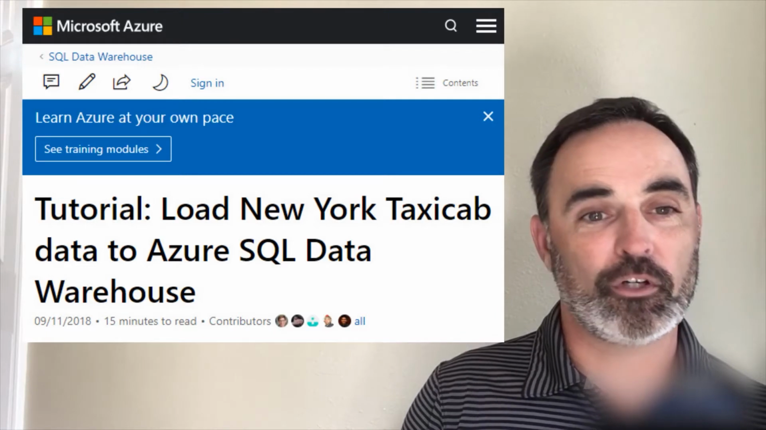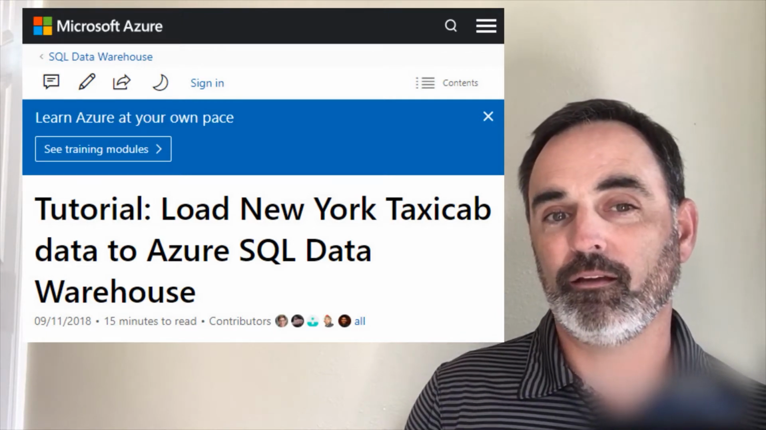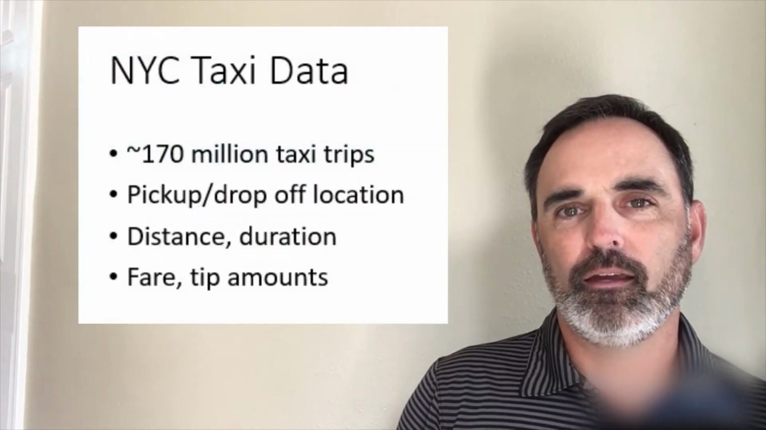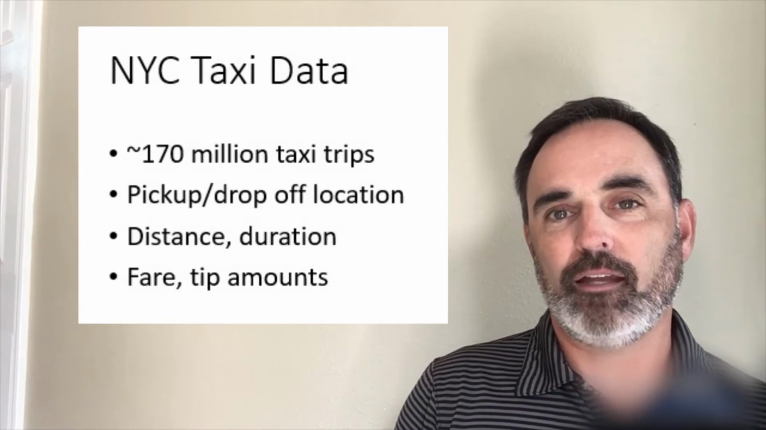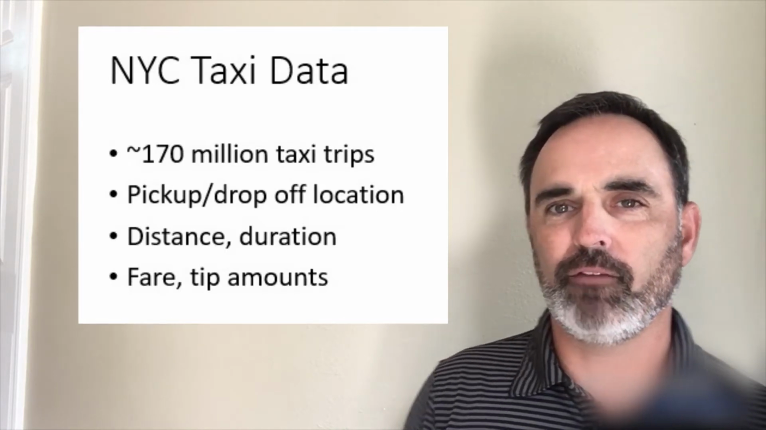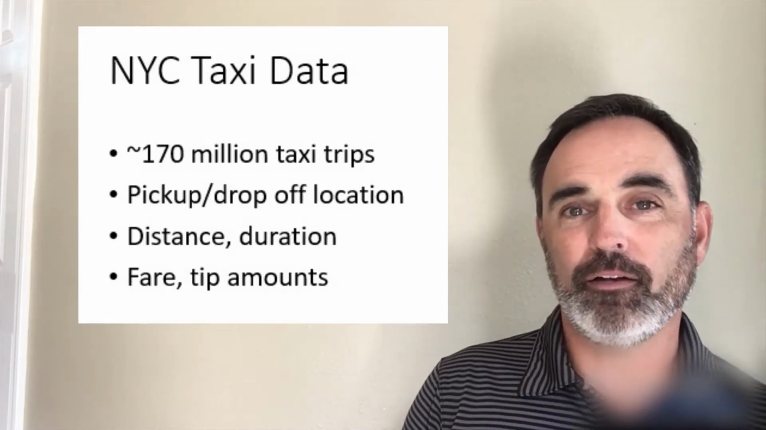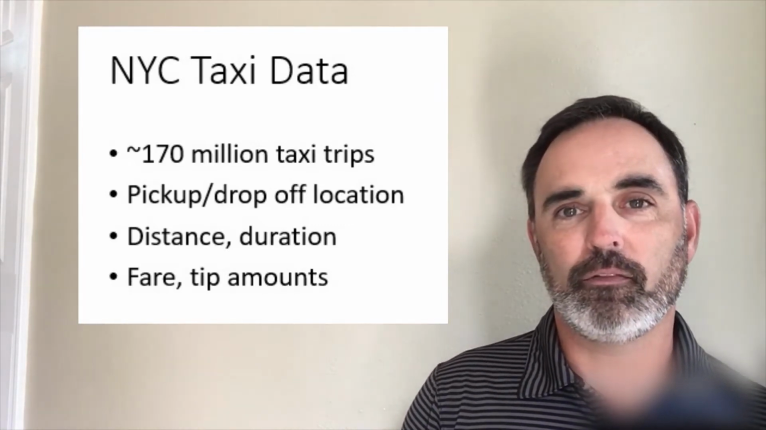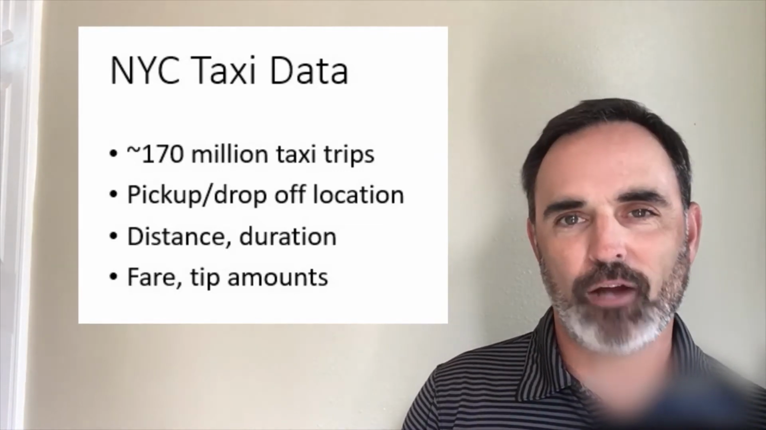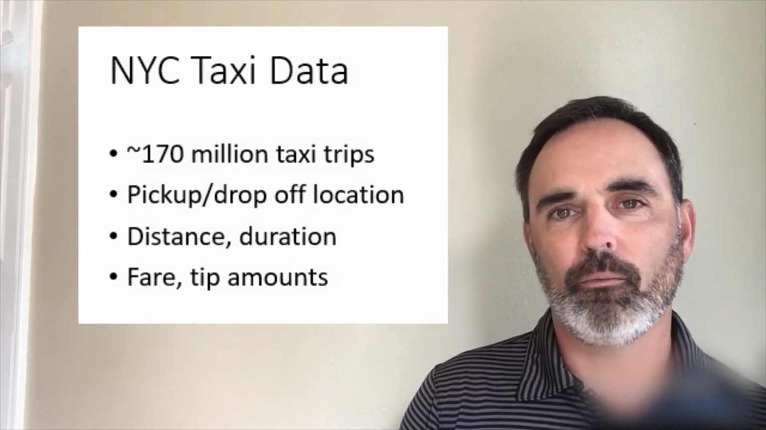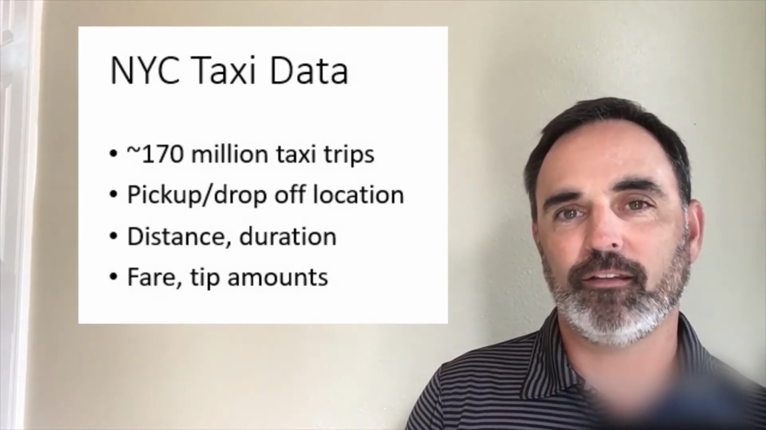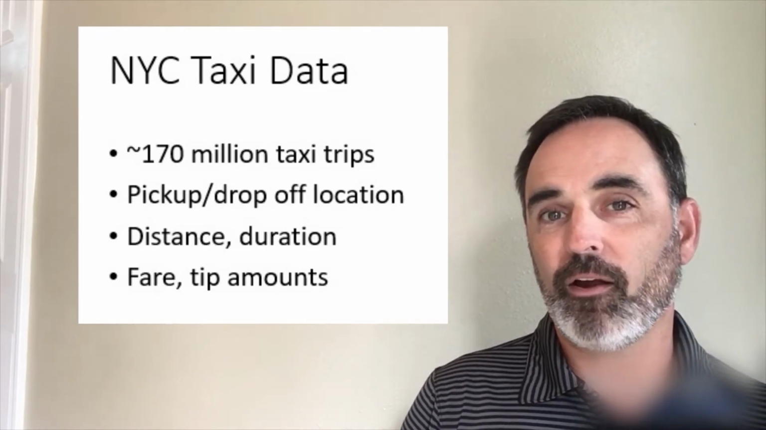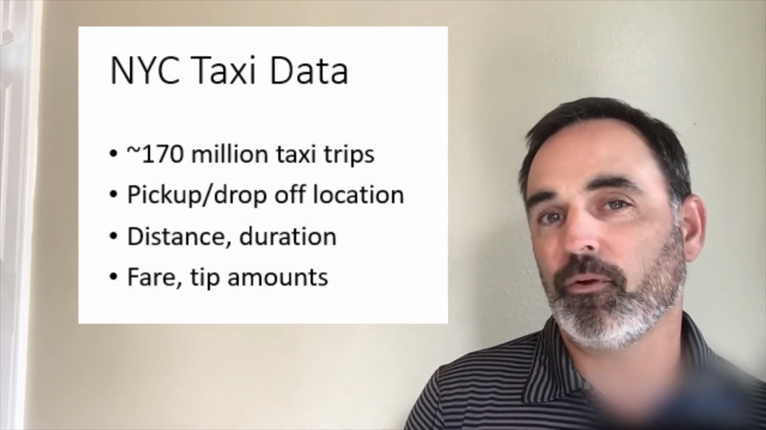You can find this by doing a search for that tutorial of loading New York taxi cab data to Azure SQL Data Warehouse. And a little bit about this data set. It's pretty widely used. It's a publicly available data set. It has about 170 million records for taxi trips, and it includes things like the location of where the passengers were picked up and dropped off, and then information about how long the trip was as far as distance and the amount of time that it took, and then also the amount of the fare and a tip. If there was a tip provided.